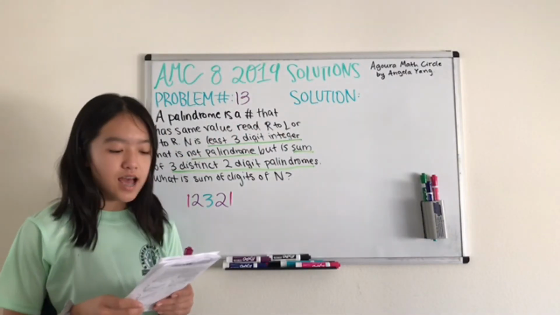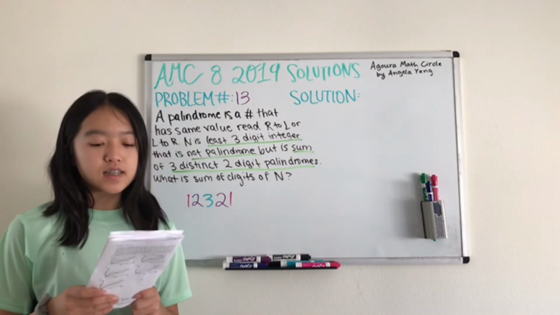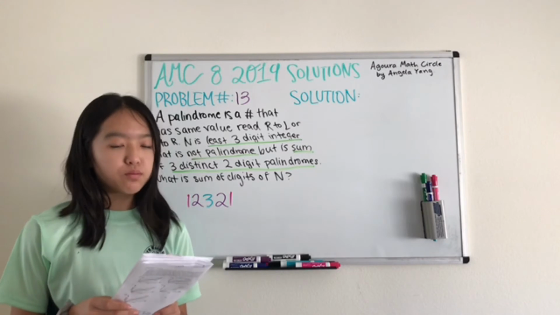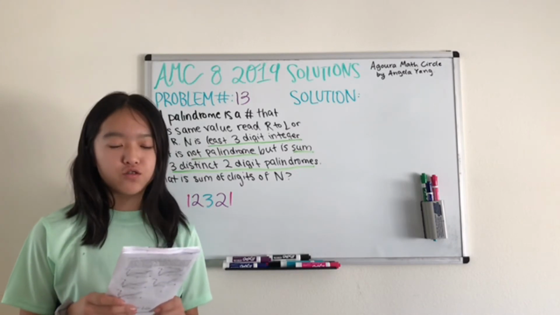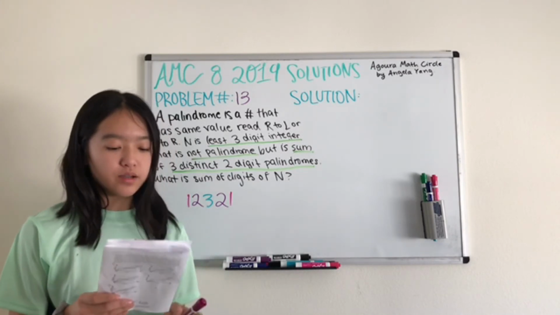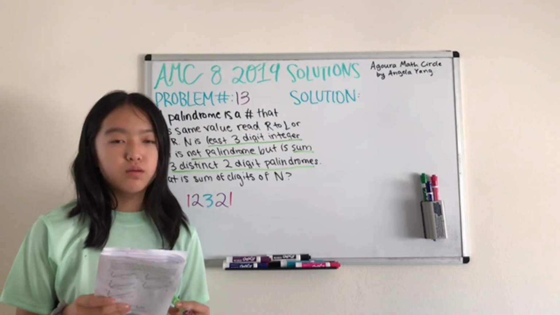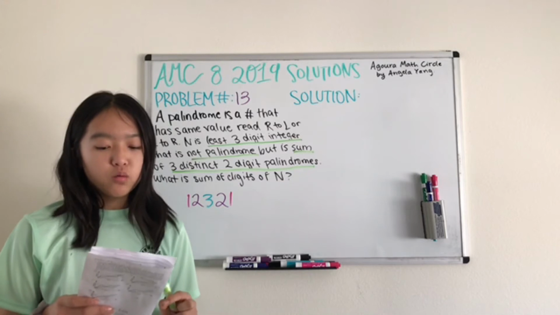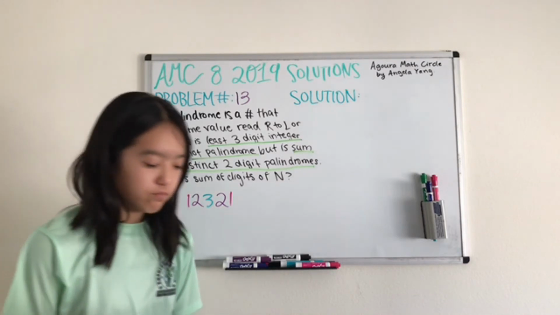Problem number 13 says, a palindrome is a number that has the same value when read from left to right or from right to left. For example, 1, 2, 3, 2, 1 is a palindrome. Let n be the least 3-digit integer, which is not a palindrome, but which is the sum of 3 distinct 2-digit palindromes. What is the sum of the digits of n?